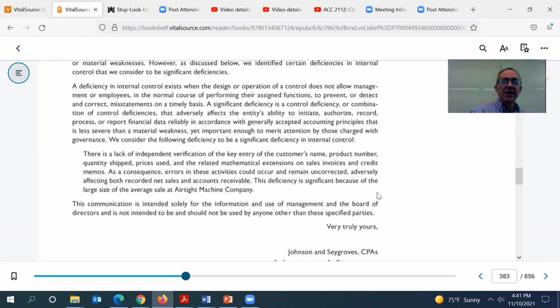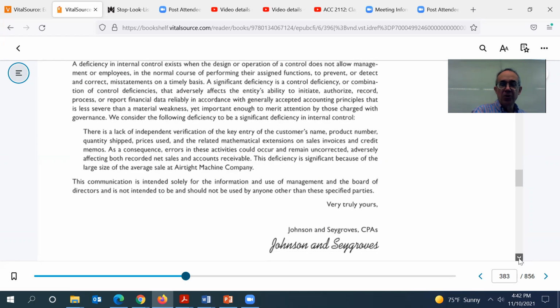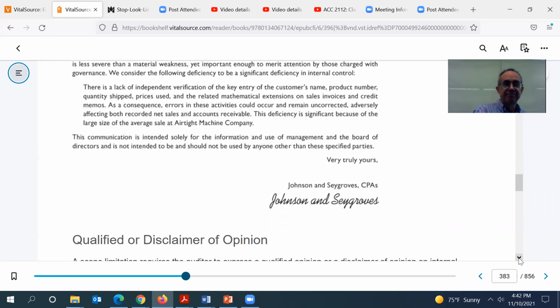Well, then, this last little bit, they're going to restrict distribution of this. So this communication is intended solely for the information and use of management and the board of directors, and is not intended to be and should not be used by anyone other than the specified parties. So keep it to yourselves, in other words. Any questions there about that one? Make sense?